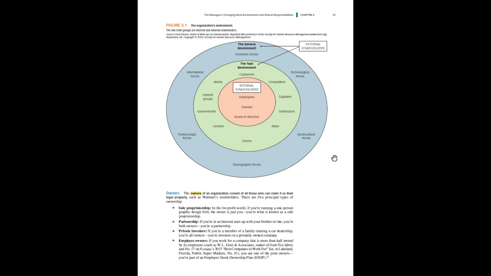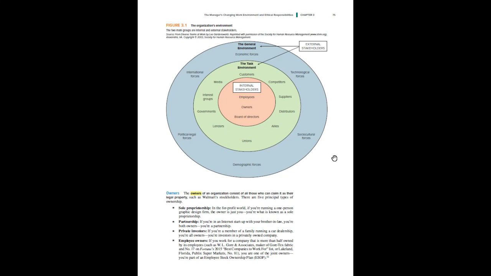Now, as we have discussed during our lecture in class, managers operate in two organizational environments. As you can see in the diagram of the overall organizational environment in your book, managers operate in the internal environment and the external environment. Both of these environments are made up of stakeholders. Stakeholders are the people whose interests are affected by the organization's activities. The internal environment includes employees, owners, and the board of directors.